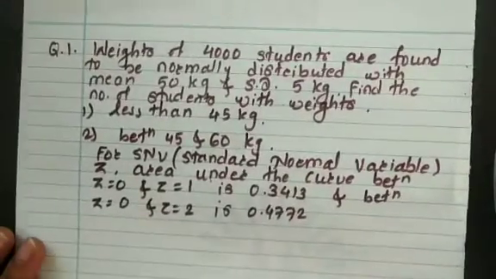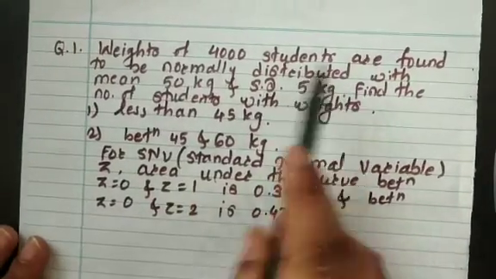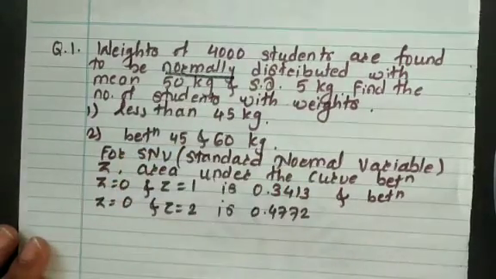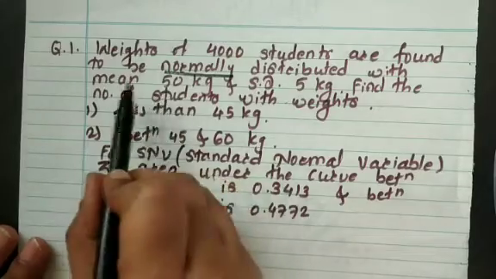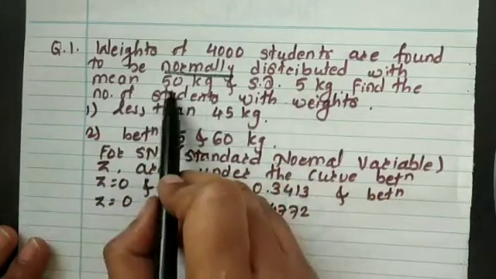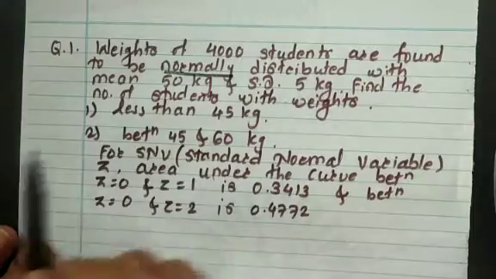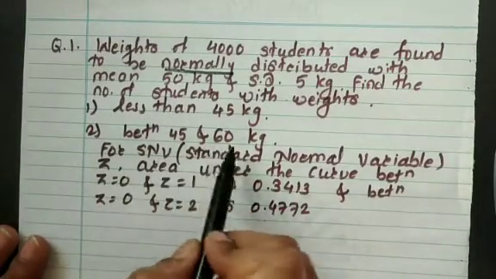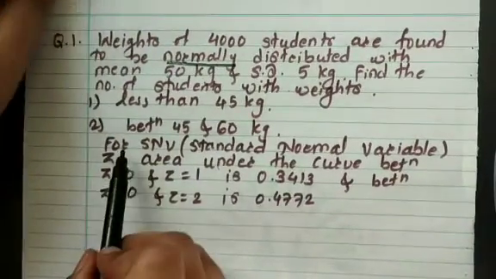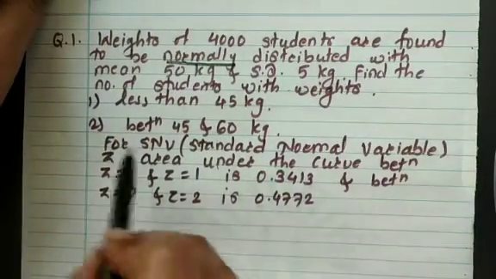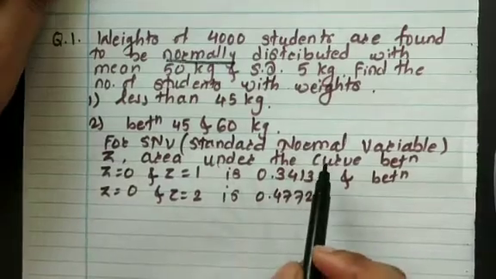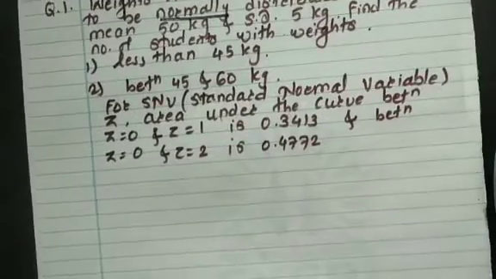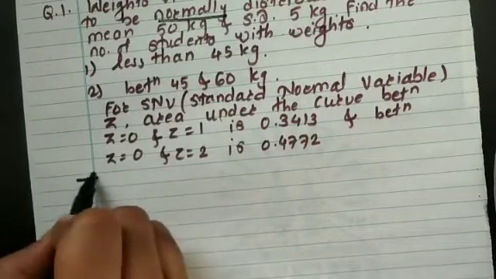So the first question is, weights of 4,000 students are found to be normally distributed. It is given to you that it is a normal distribution with mean 50 and standard deviation 5 kg. Find the number of students with weights less than 45 kg, and between 45 and 60 kg. Whatever is needed in our example will be given to you. The areas will be with us. Okay, we'll start to solve this.